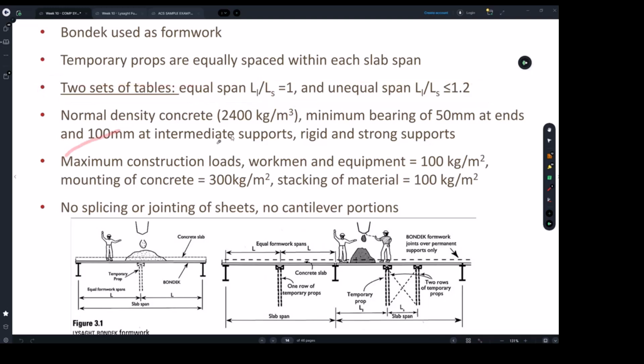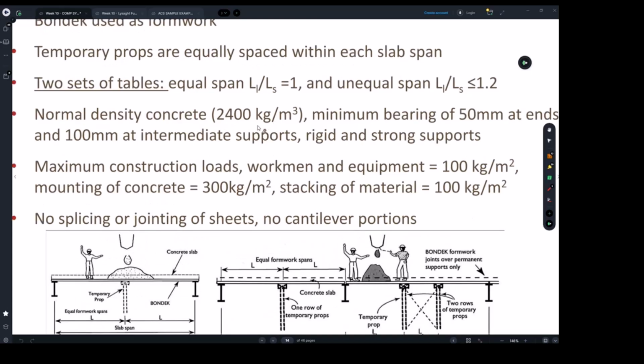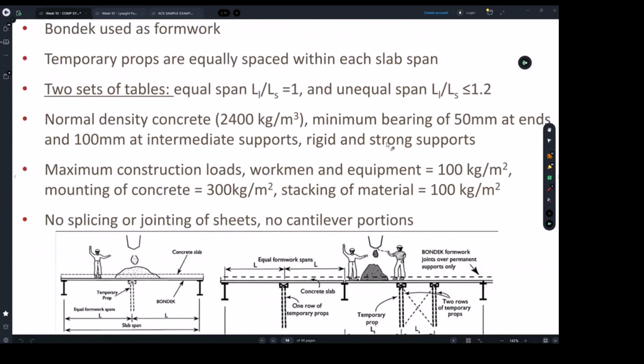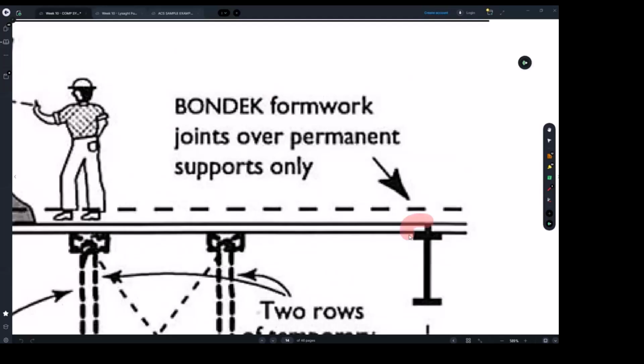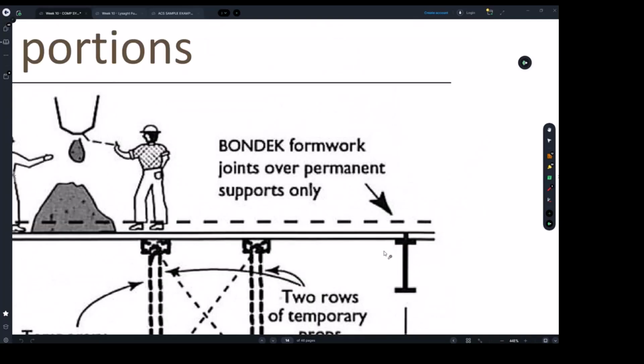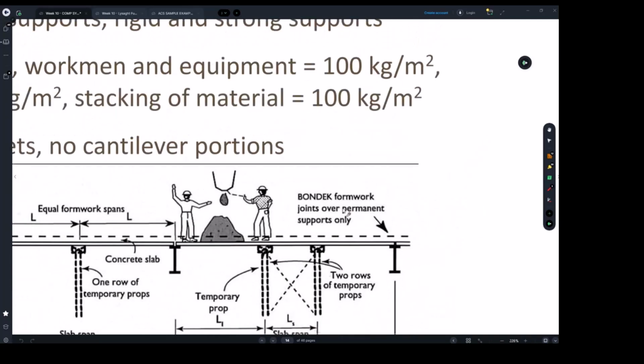Point number 4 here is talking about the density of concrete. We all know that from before. It is 24 kPa or 2,400 kilograms per meter cube. You need to understand the bearing. Usually the bearing at any end is 50 millimeters. That's this end here. That's when it's sitting on a slab. Now for band beams, we can make it less because the concrete is sitting on the band beam.